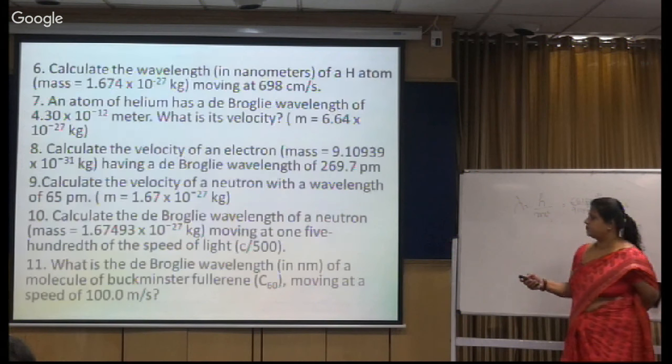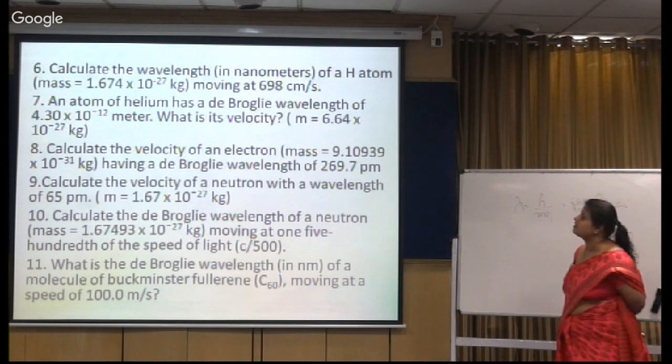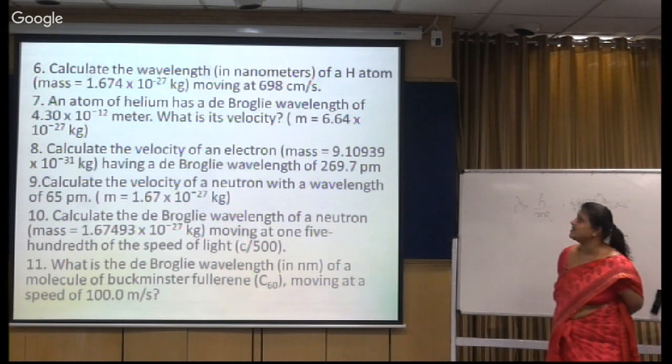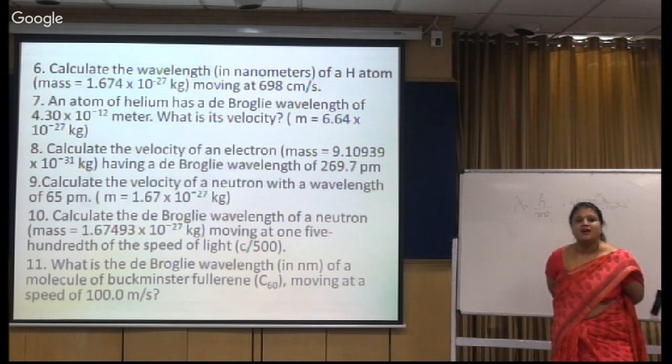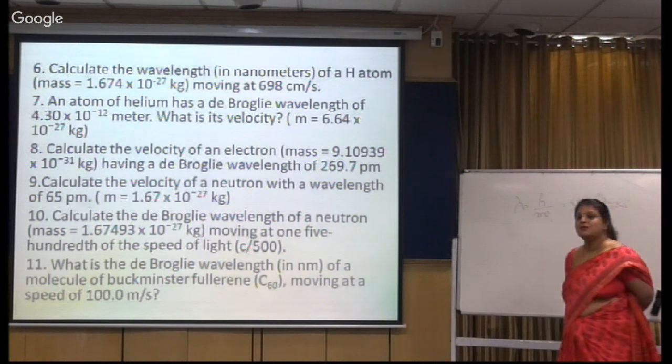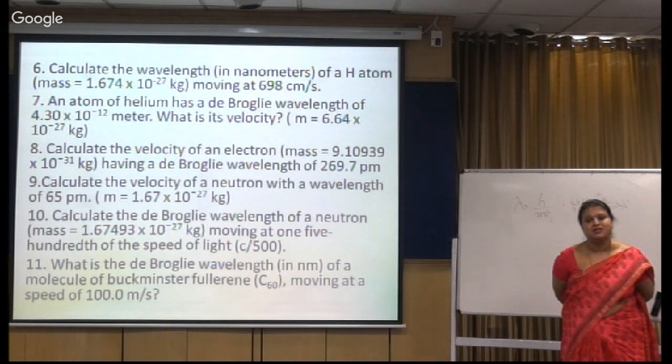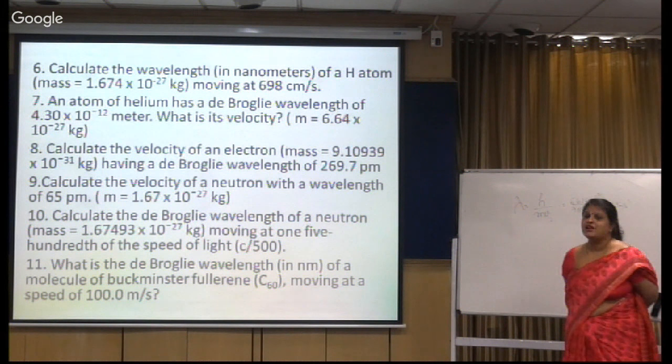That is, whatever value you get in meter, it is to be converted into nanometer. Of a hydrogen atom, the mass is given as 1.674 into 10 to the power minus 27 kg, moving with the velocity of 698 centimeter per second. Another conversion that is required here is 698 centimeter per second to be converted into meters. That is 6.98 meter per second.